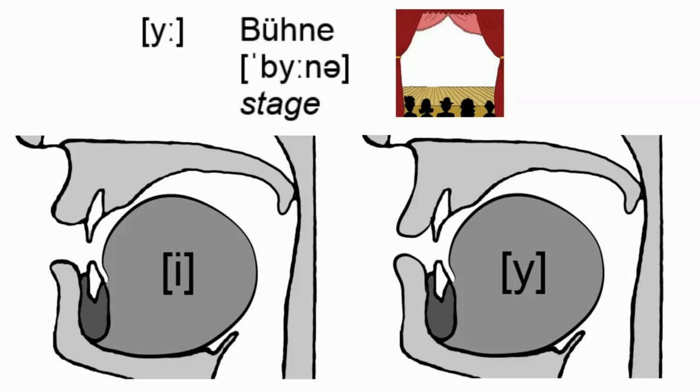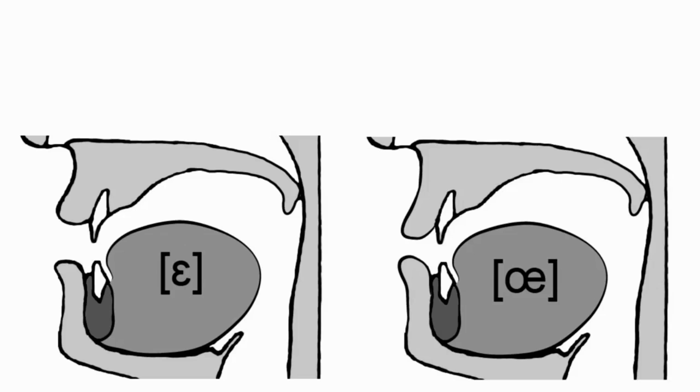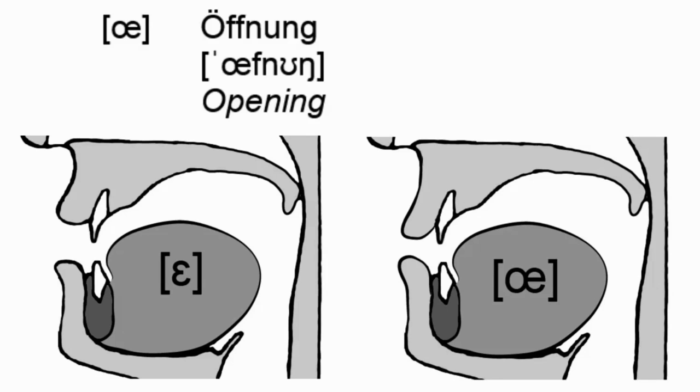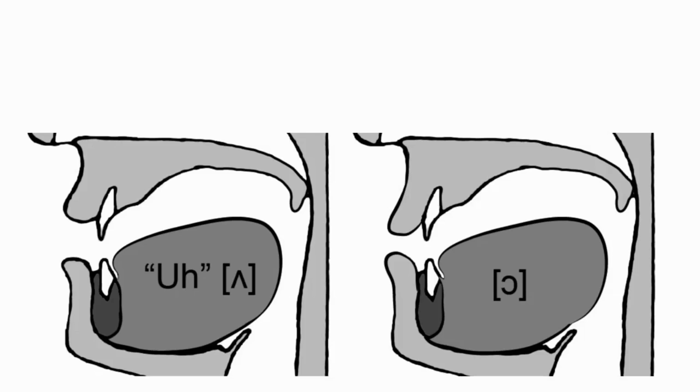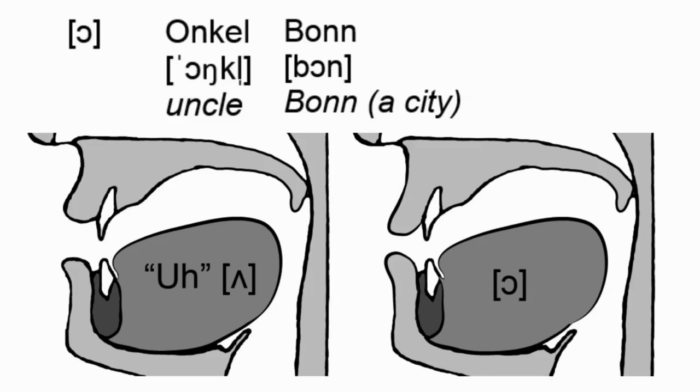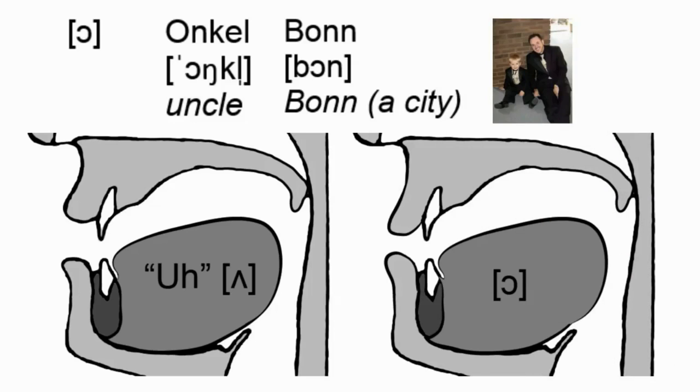If you start with a different vowel, bringing your tongue a little bit down over to the front center of your mouth, and then you round your lips, you get the vowel in Öffnung. You can also do this with the English vowel as in but. Keep your tongue still, it's in the back center of your mouth, and then you round your lips. Onkel. To compare them directly, German has Bonn, and English has bun.